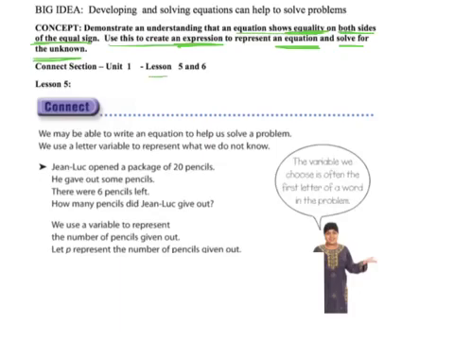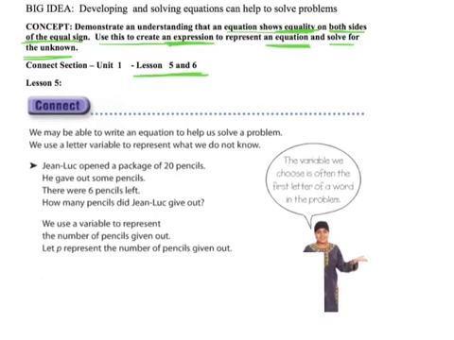Remember, we're looking this time at lessons 5 and 6. We've combined them both because one was one operation, adding, and the other one was subtraction, I believe. So we may be able to write an equation to help us solve a problem, and we can use a letter variable to represent the part that we don't know.